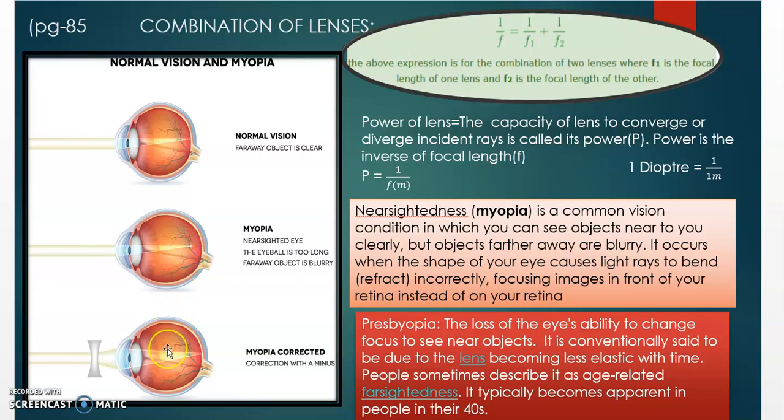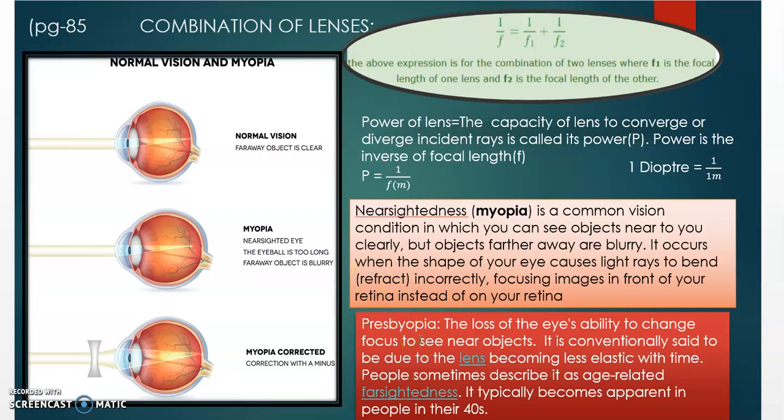It is corrected by which lens? It is corrected with the help of a concave lens. It diverges the incident rays before they fall on the lens, so then the image will be formed on the retina. So that is nearsightedness, also called myopia.